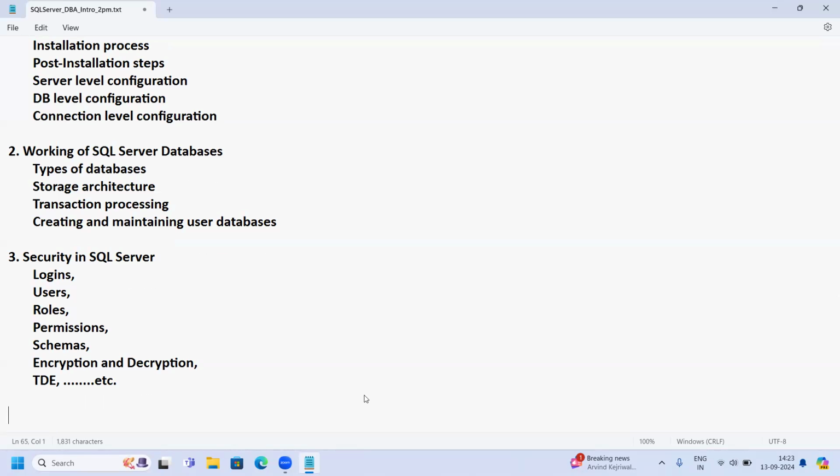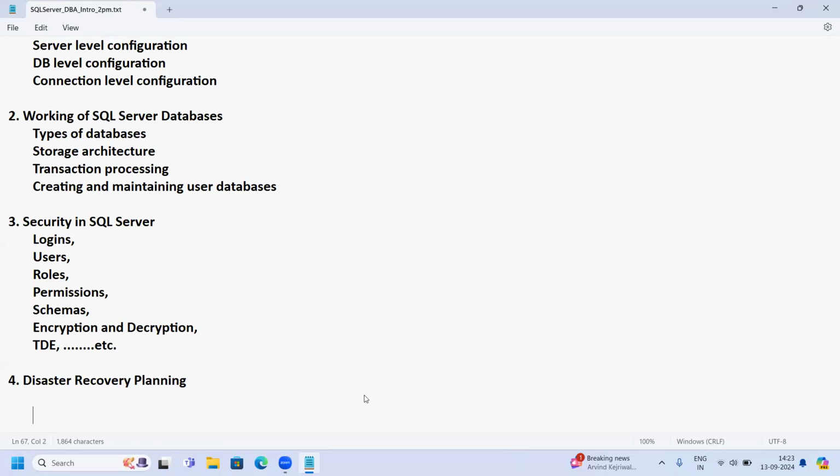After completion of it, we'll talk about disaster recovery planning. That includes backup, recovery, restore. As far as SQL Server is concerned, we find around 6 to 7 types of backups we are going to discuss, in detail too. Everything is connected with the concept of backup and recovery.